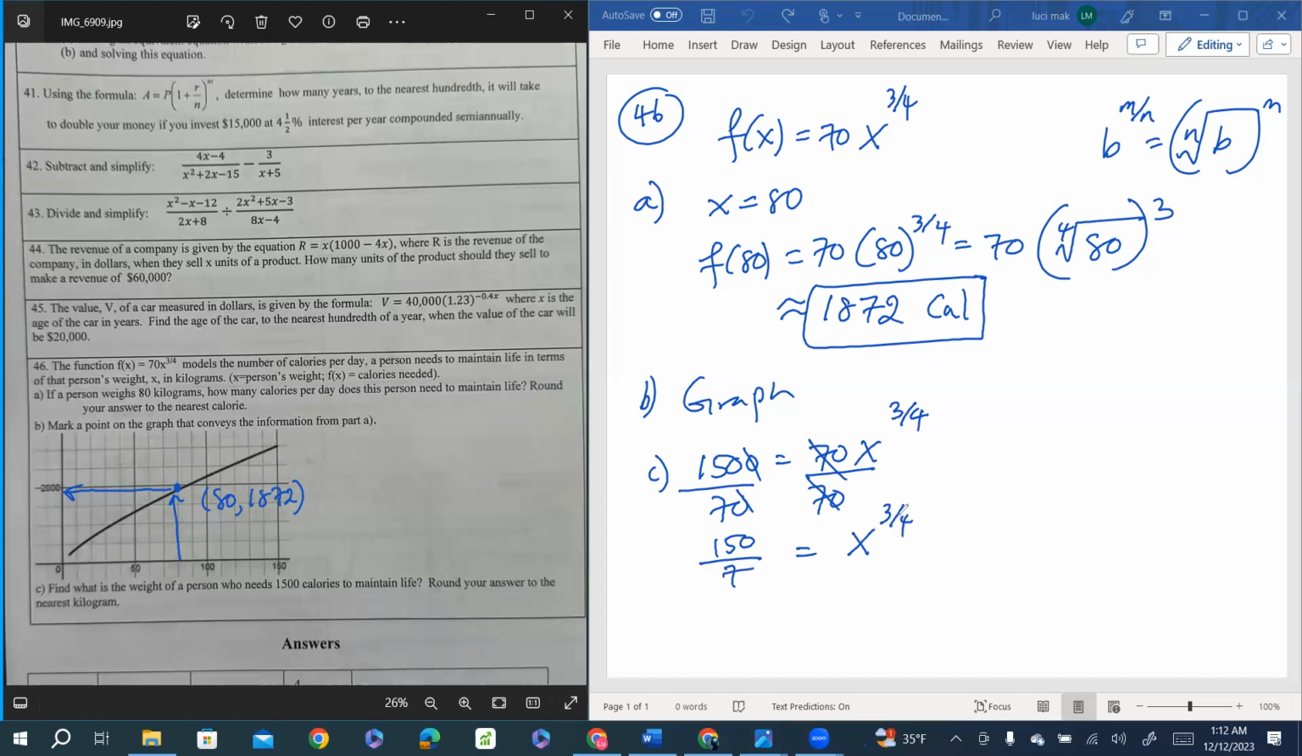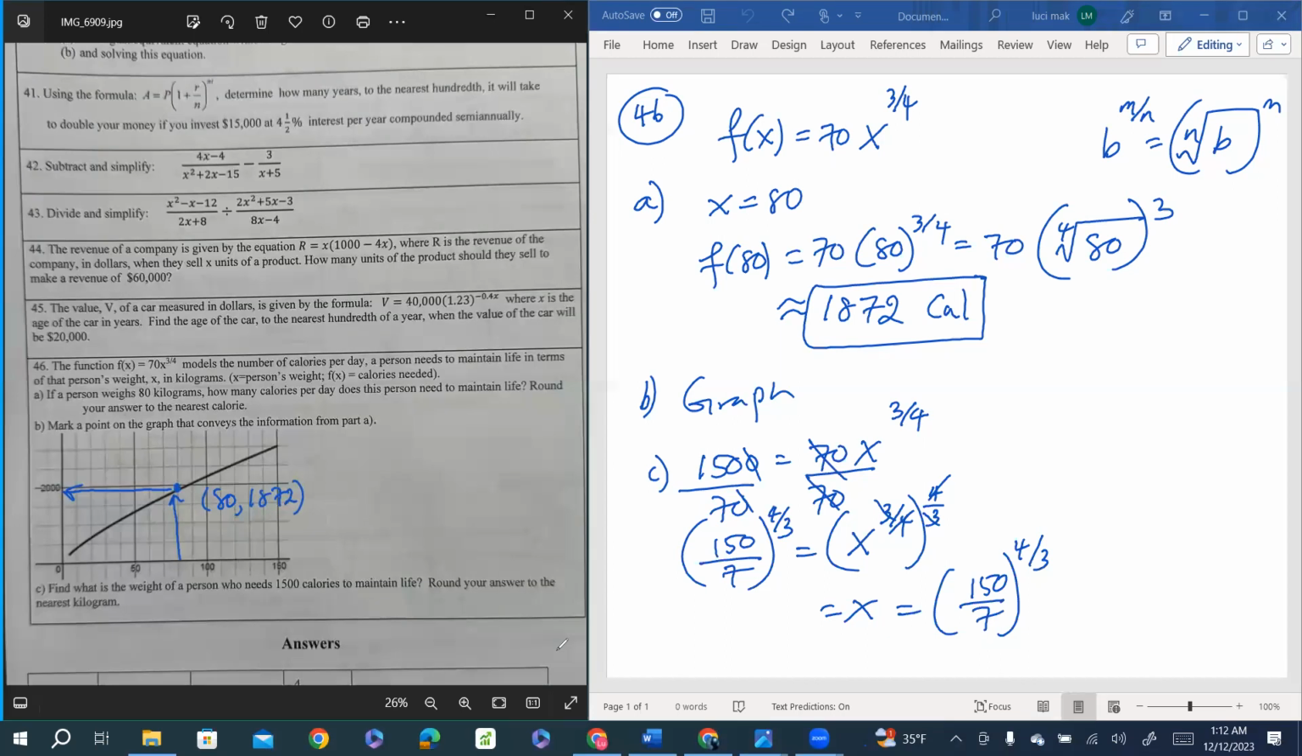Now, if you want to get rid of the power 3/4, we do the opposite. We multiply by 4 and divide by 3 on both sides, so raise to the power of 4/3. The 3 cancels out, the 4 cancels out. We get x equals 150 divided by 7 to the power of 4/3. You can actually do this in the Desmos calculator.